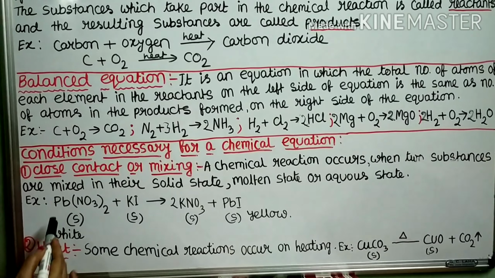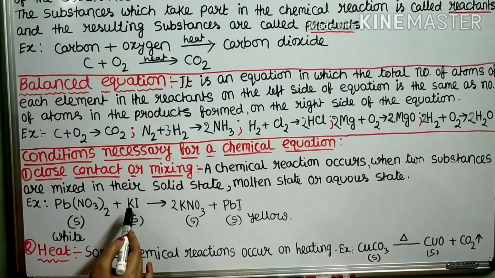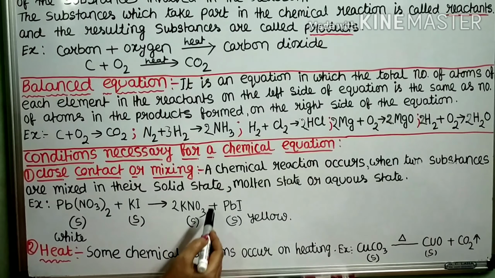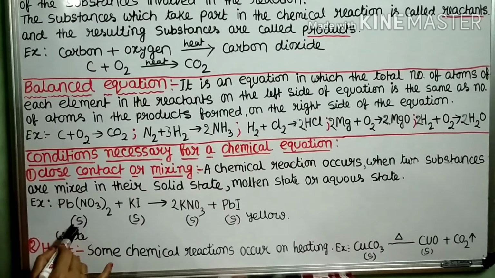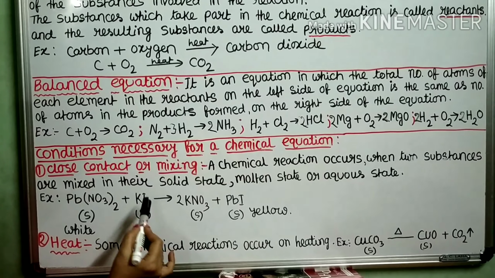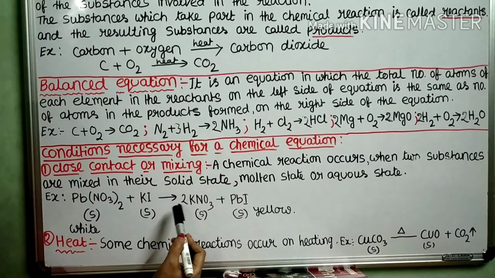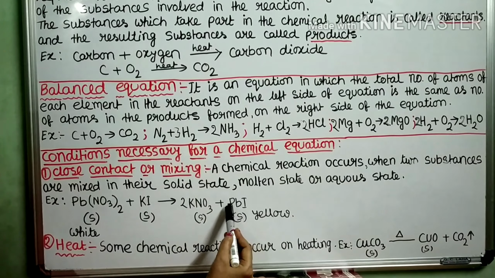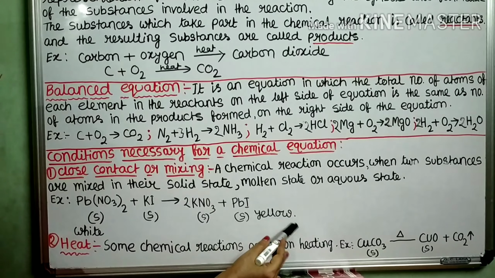See one example. When solid lead nitrate reacts with potassium iodide, then potassium nitrate and lead iodide are formed. In the case of lead nitrate, it is solid and white in color. In the case of potassium iodide, it is also solid. And KNO3 is solid, and lead iodide is also solid, but its color has changed to yellow.